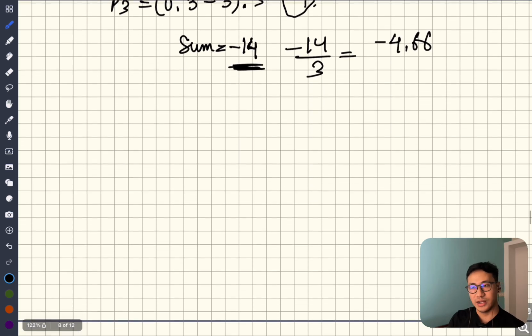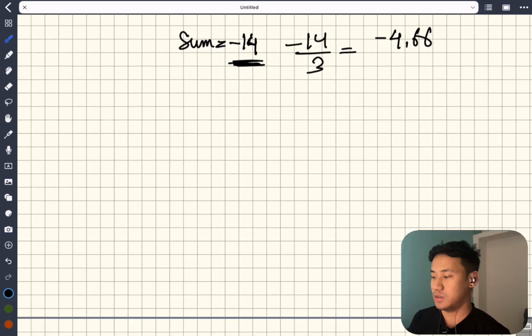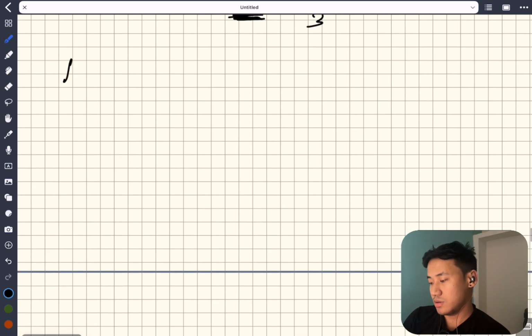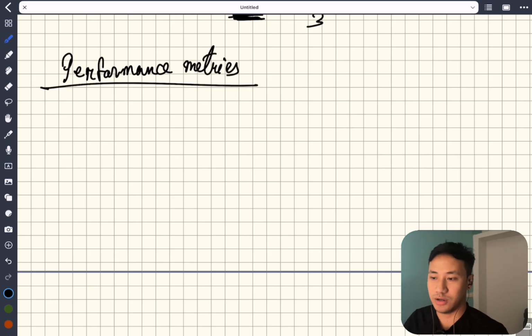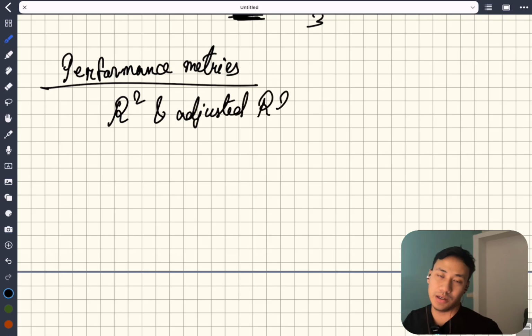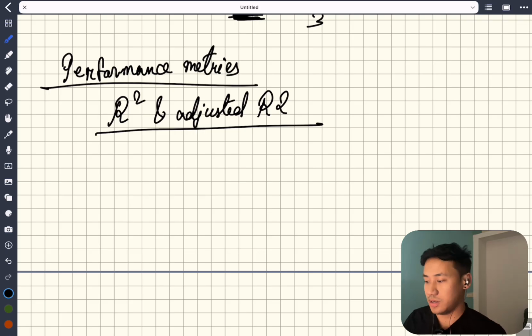Next, we will be looking at R square and adjusted R square. So now we will see two performance metrics. So what do you mean by performance metrics? Performance metrics is nothing but a way by which we can see whether the model is performing well or not. All right, it is quite simple. So there are two performance metrics, that is R square and adjusted R square. We will look at both of them with an example.